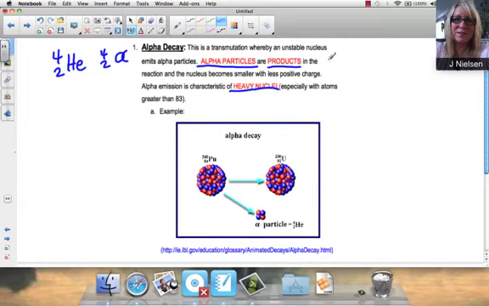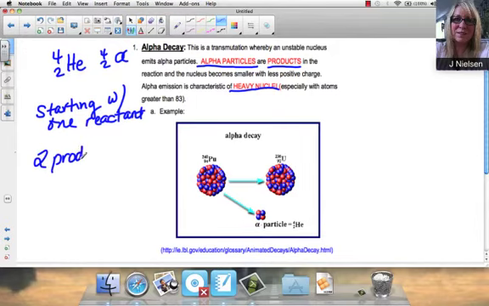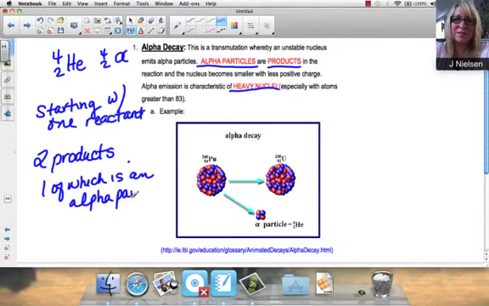Now this bottom part isn't as important. What you have to remember in alpha decay is, like with all of these that are natural, you're starting with one reactant and you're ending up with two products. One of which, in this case, because it's alpha decay, is an alpha particle. So in the diagram here, you see Pu, which has an atomic number of 94 and a mass of 240, very unstable, higher than atomic number 83, so its neutron to proton ratio is much greater than 1 to 1. It emits an alpha particle, so this is a product.